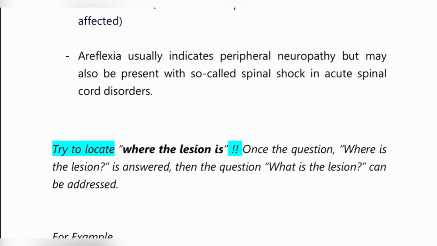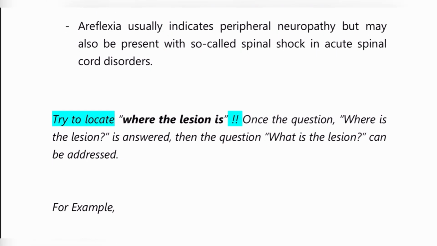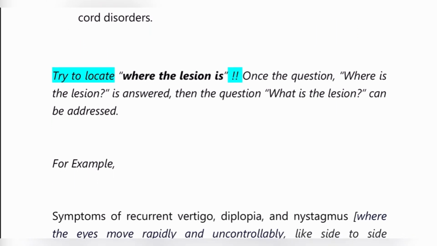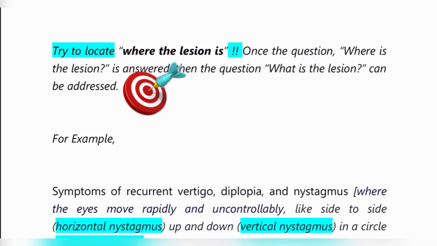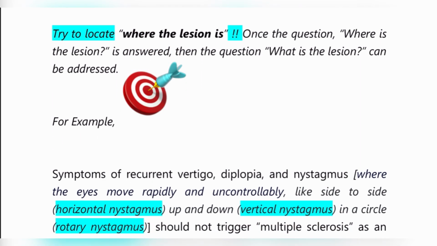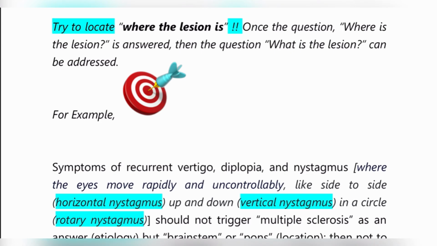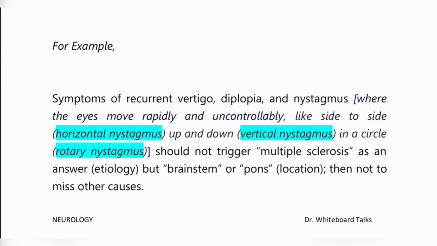Areflexia means that there is no reflex. Peripheral neuropathy can be that, or else it is the acute stage of spinal shock. Here, try to locate where the lesion is. Once the question, where is the lesion, is answered, the question, what is the lesion, is easy.